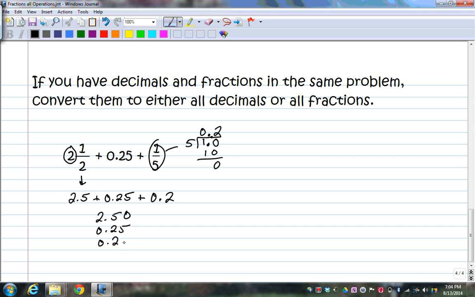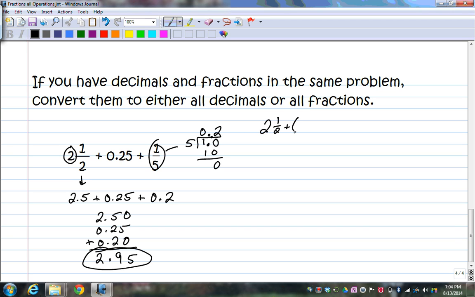I'm going to fill in the blank spaces with zeros. Add them. This becomes 5. This becomes 9. Decimal straight down. 2. So it's 2.95. Now, that was interesting, but it wasn't really interesting. Let me change it ever so slightly.